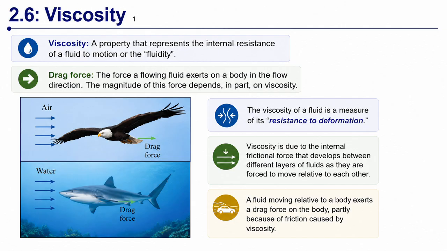The physical source of viscosity is internal friction between fluid layers. When the neighboring layers move at different speeds, the viscosity resists that relative motion. So, viscosity is one of the key properties determining how much frictional resistance exists in a fluid flow.